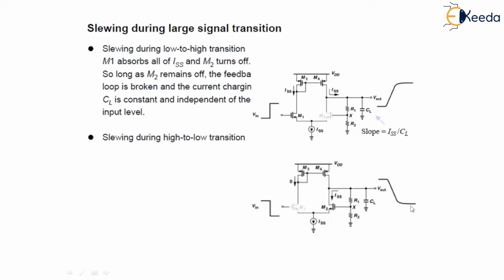Both are different. Here we are transitioning from low to high, and in the low to high transition M2 remains off. The charging of the capacitor is done by a constant current, and when the input voltage goes from high to low, M1 remains off and Vout becomes like this.